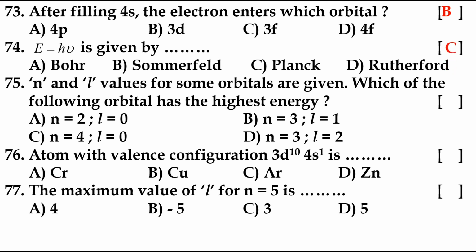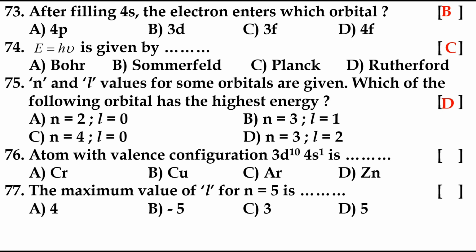Planck. 75. n and l values for some orbitals are given. Which of the following orbital has the highest energy? A. n = 2, l = 0. B. n = 3, l = 1. C. n = 4, l = 0. D. n = 3, l = 2. Answer is option D. n = 3, l = 2.